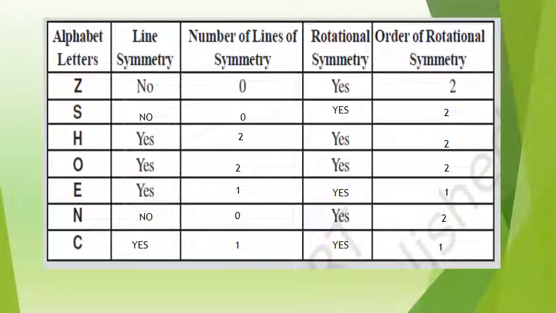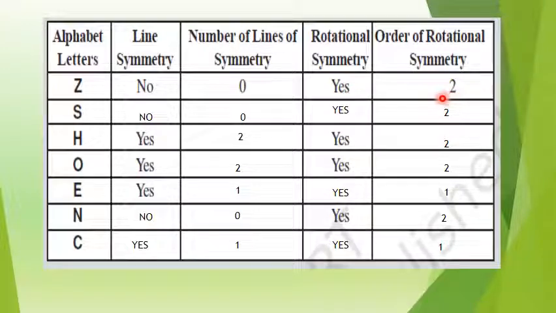Next we can discuss the alphabet with line symmetry, number of lines of symmetry, rotational symmetry and order of rotational symmetry. Children, you have to copy down this table in the notebook. First letter is Z. Does it have a line symmetry? No. So the number of line symmetry is 0. Does it have rotational symmetry? Yes. What is the order of rotational symmetry?